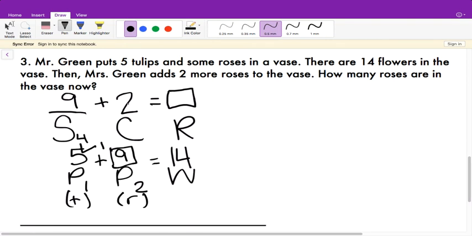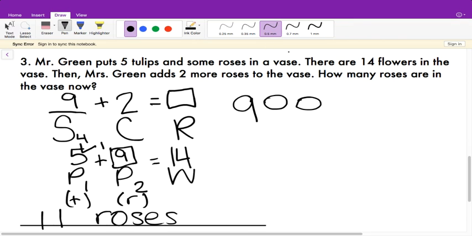Now 9 plus 2. So I can draw my picture to prove my answer, 9, and I'm adding 2 more. 1, 2, and I can count up 9, 10, 11. Okay, so our answer is 11. And just like we said at the beginning, the question is asking for how many roses. So always make sure that you are paying attention to the labels. This problem definitely tried to trick you by asking about roses and trying to make you think that they started with 14, but it was 14 flowers total, not 14 roses.